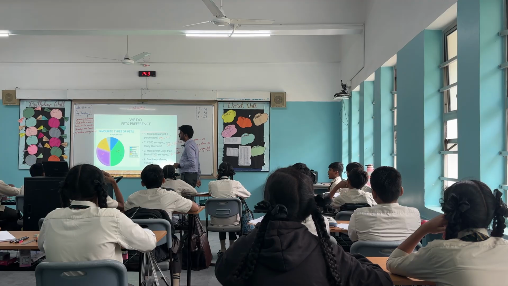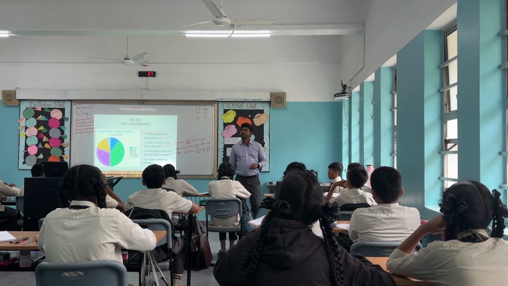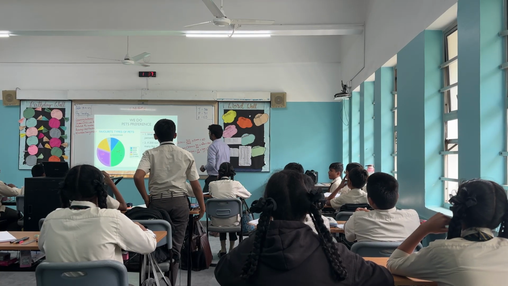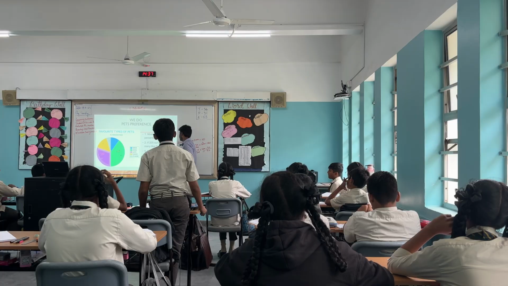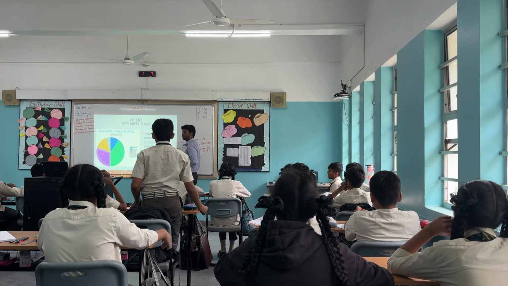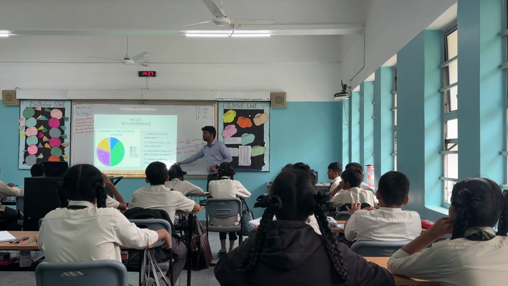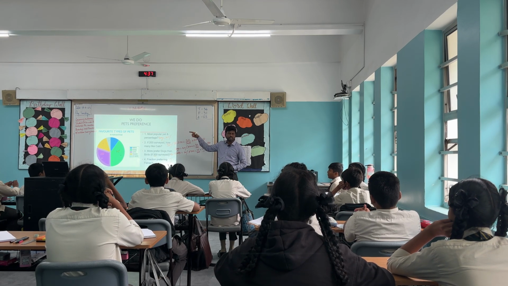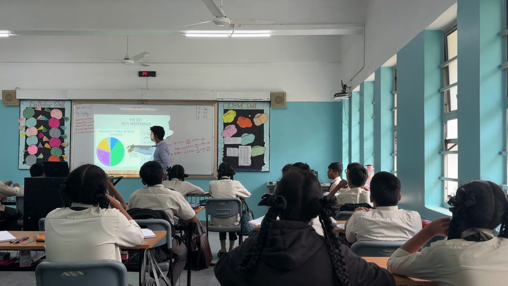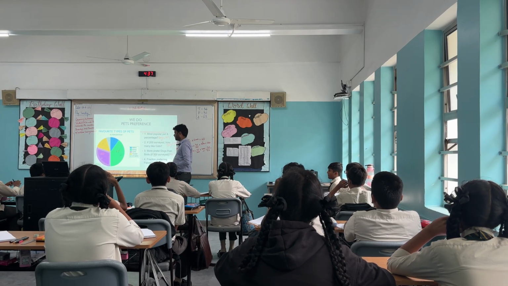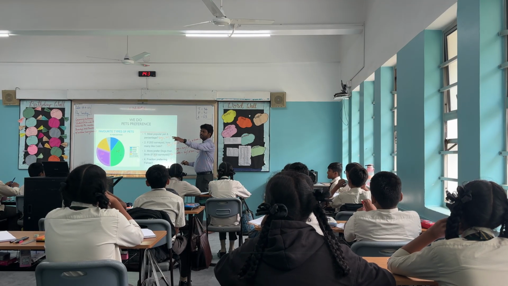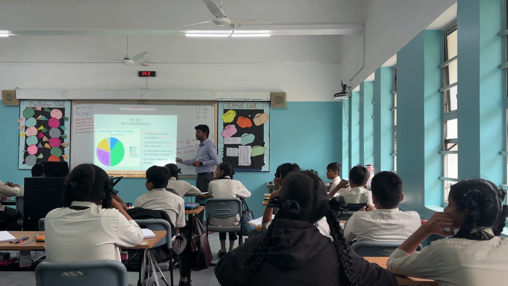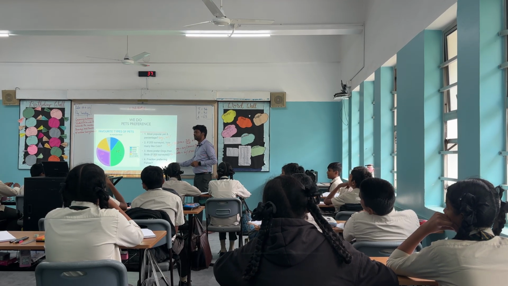Now the fourth one: fraction preferring fishes. 15 by 100. Why did I write 100? The percentage is always calculated for the total. If you add all these, how much will it be? 100. Can you simplify it? What is the common factor which divides 15 and 100?